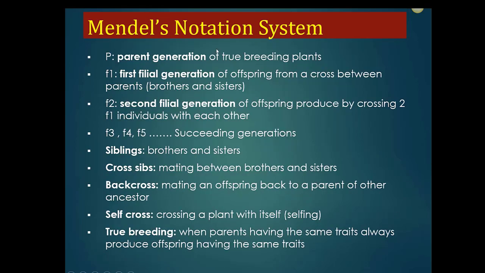So Mendel's notation system is: capital P is for the parental generation of true breeding plants. F1 is the first filial generation. F2 means the second filial generation, and so forth. F3, third filial generation, F4, etc., are succeeding generations. Siblings are brothers and sisters. Cross siblings are matings between brothers and sisters. Back crosses are matings of offspring back to their parents or other ancestors. A self-cross is the crossing of a plant with itself, and a true breeding plant is one that always produces offspring with the same traits.